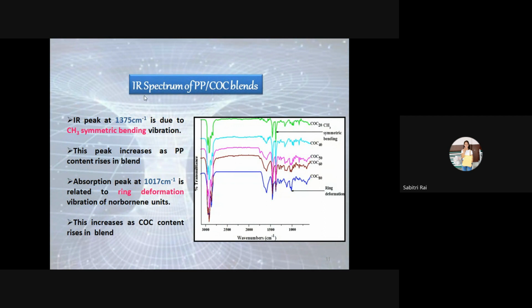Next slide. This is the IR spectrum of the PP-COC blends. We have an IR peak at around 1375 centimeter inverse. This peak is due to the CH3 symmetric bending vibration. This peak increases as the PP content rises in the blend. And we have an absorption peak at 1017 centimeter inverse. This is related to the ring deformation vibration of the Norbornene units. This spectrum shows both the characteristics of the COC and PP. And this peak increases if the content of the COC rises in the blend.